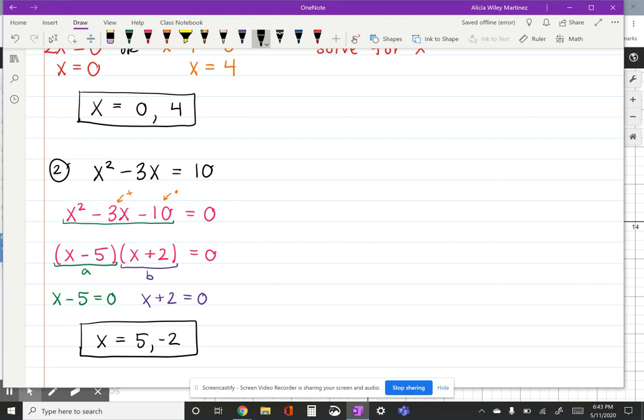Okay? All right. So I'm going to put a few more examples here for you to look at. Let's look at something like, let's do 4x squared.